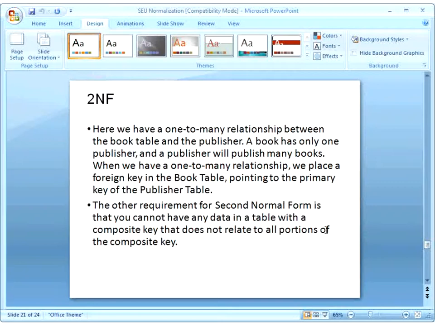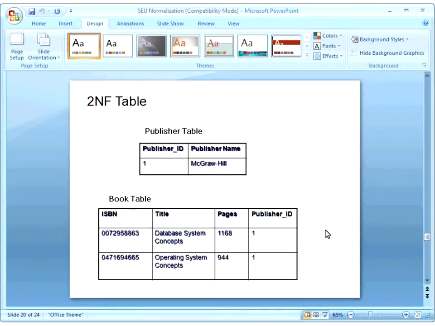This is a very important point: whenever you have a one-to-many relationship, what you have to do is place a foreign key on the many side, because one publisher can publish many books. So on the many side, you have to place the foreign key of the other side. So what you have done is you have placed the publisher ID in the book table over here, because there was a one-to-many relationship from publisher to book.